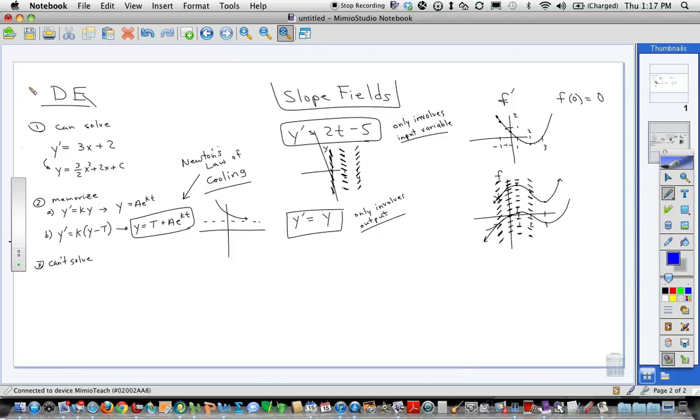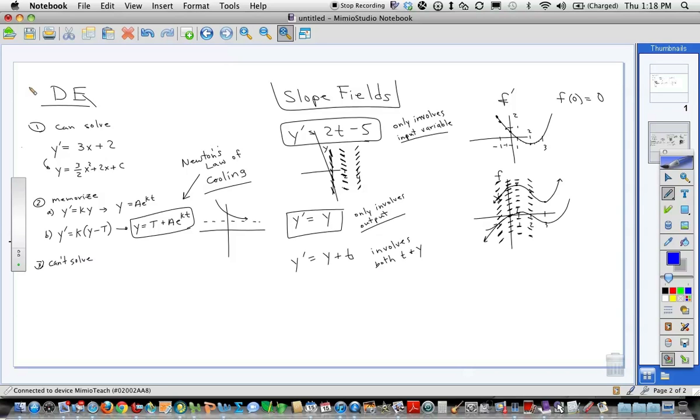And then the last or the third slope field there is this one. Y prime equals y plus t. This one involves both t and y. Well, that means every time you change your input or your output, you get a new slope. So if you look at that slope field, if you go across, the slopes change. If you go up and down, the slopes change.